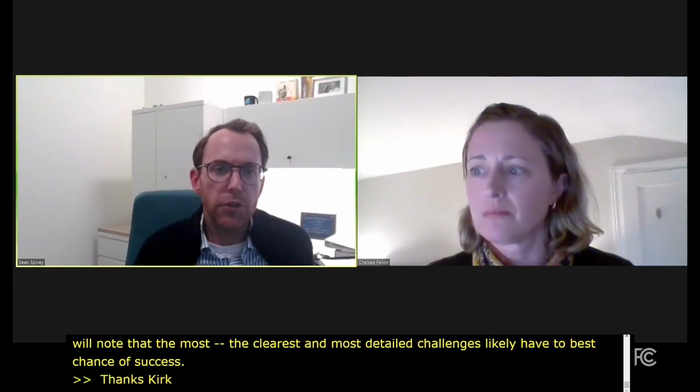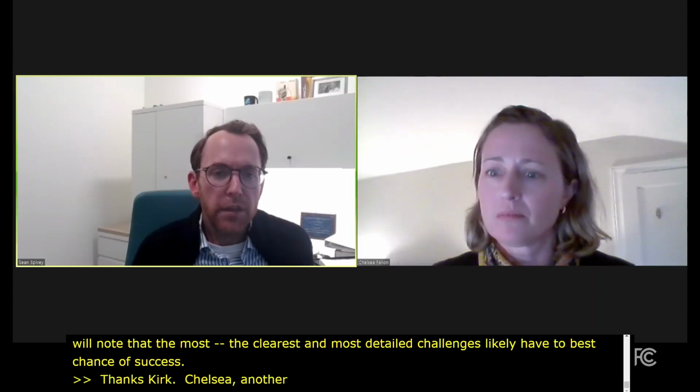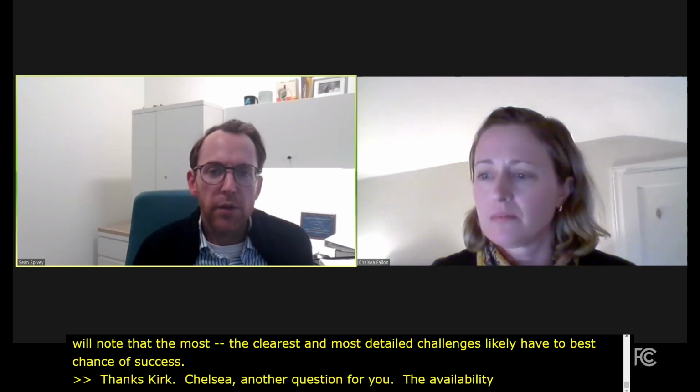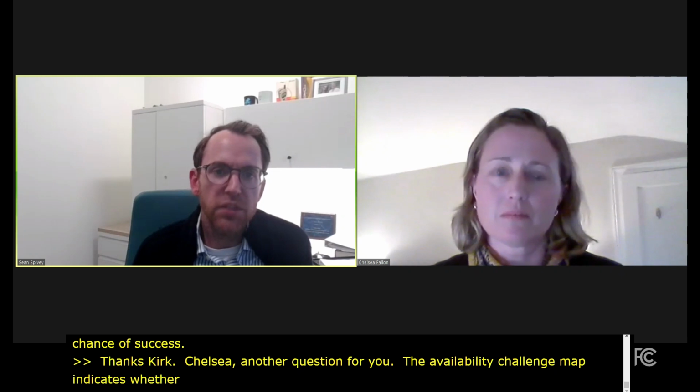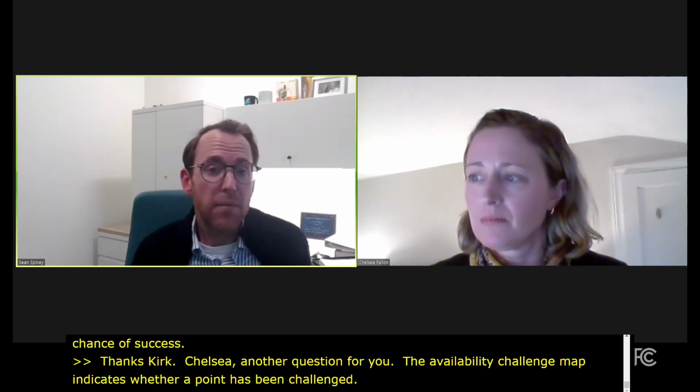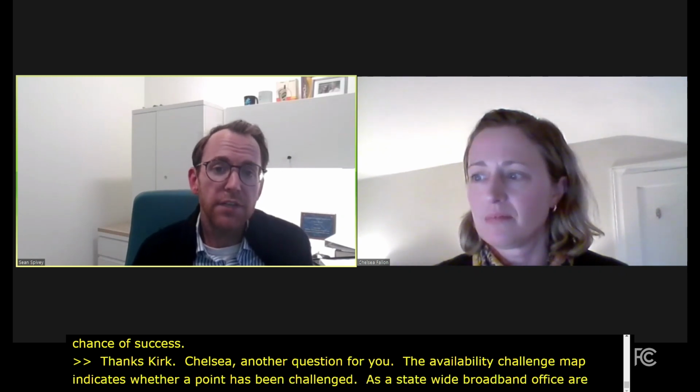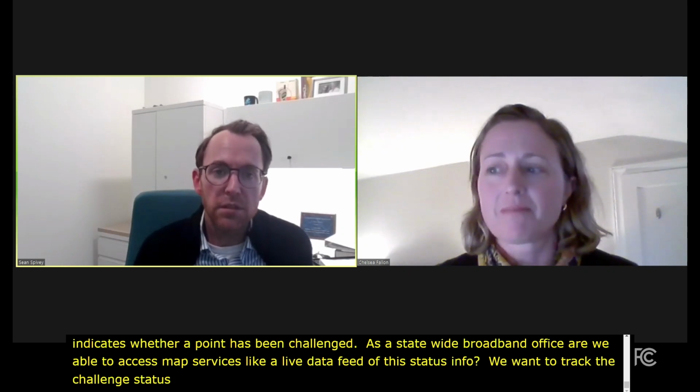Chelsea, another question for you. The availability challenge map indicates whether a point has been challenged. As a statewide broadband office, are we able to access map services like a live data feed of this status info? We want to track the challenge status to ensure our outreach is effective and for other reasons.